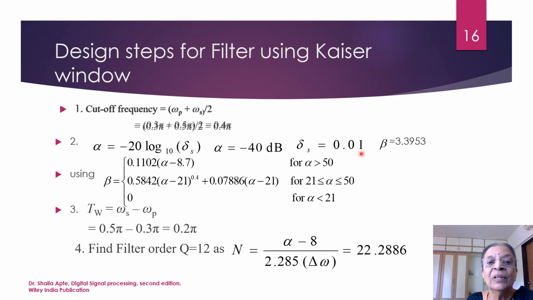Now, for this particular alpha that is specified, you calculate the value of beta. Now, this beta is calculated using this equation for different values of alpha. Here this alpha is minus 40 dB. So it comes between 21 to 50. So we'll have to use this second equation and calculate the value of beta. It turns out to be 3.3953. So you'll have to do this calculation and calculate beta. You have alpha, you have beta, you have delta.